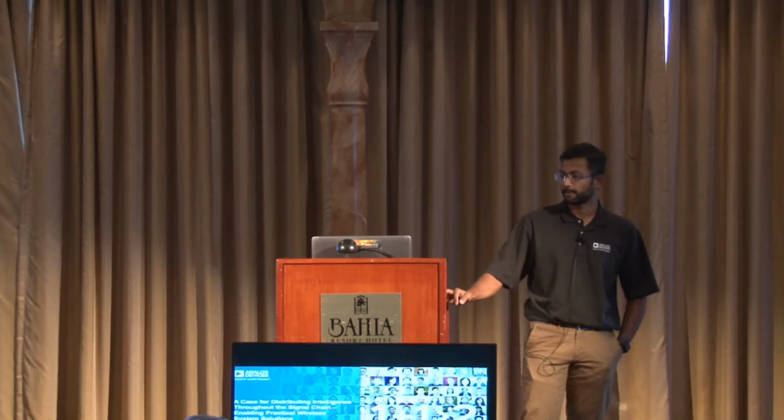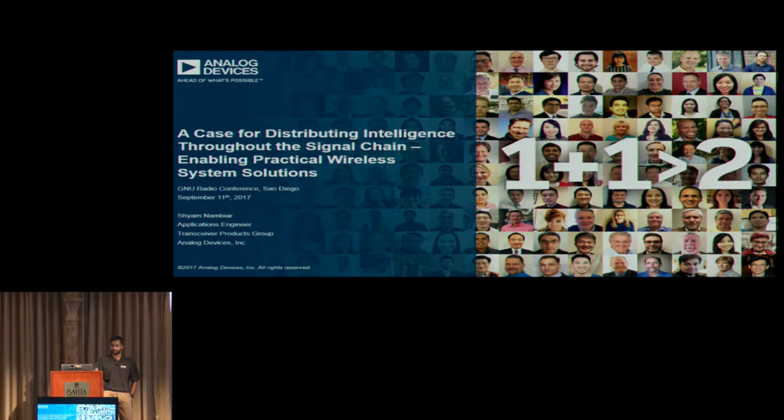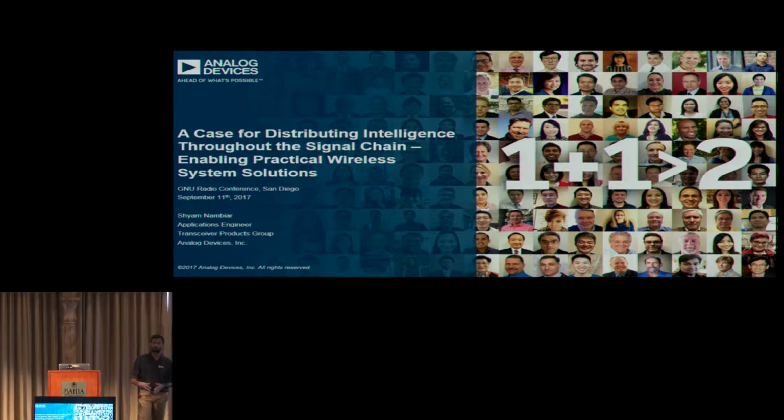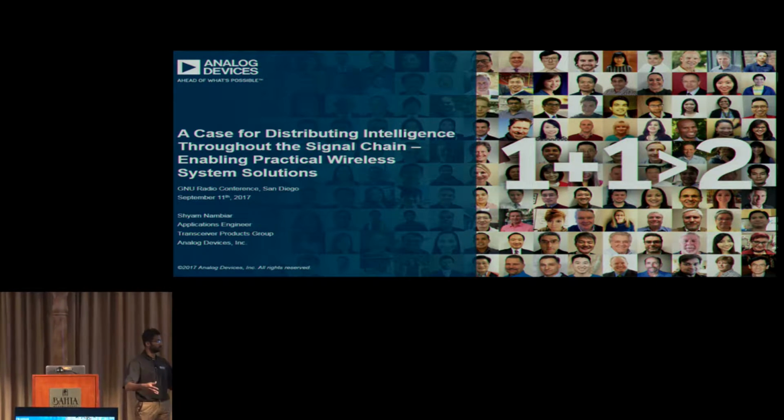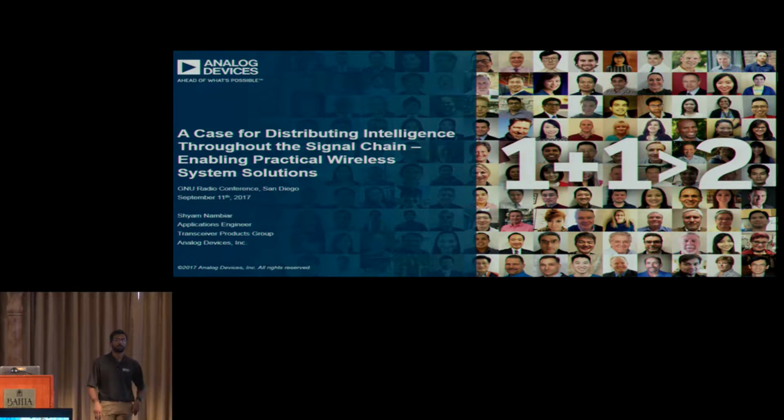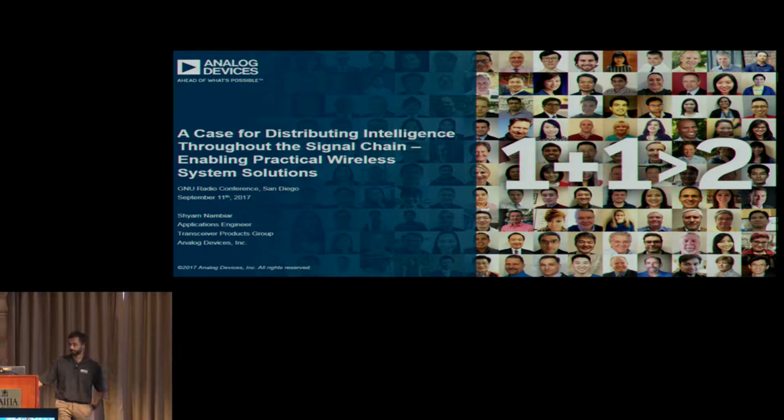So good afternoon, everyone. Like Derek mentioned, I'll be talking about distributing some machine learning throughout the signal chain in order to enable more practical wireless system solutions. And instead of focusing everything on one baseband or FPGA, can you do better on a system level by distributing the machine learning load throughout the signal chain?